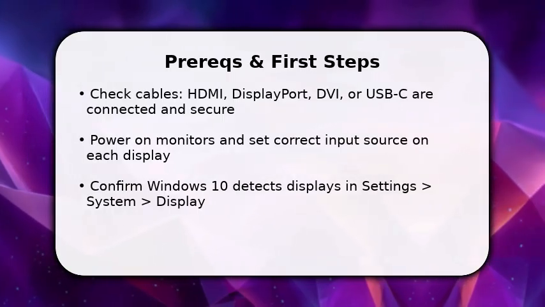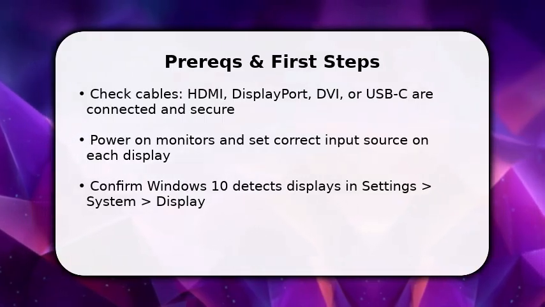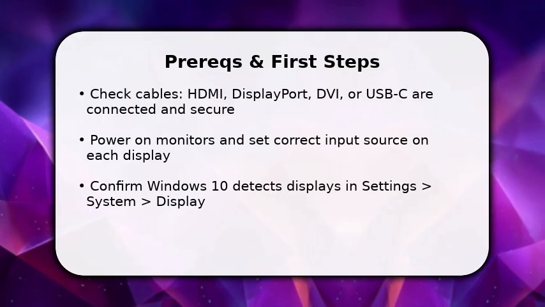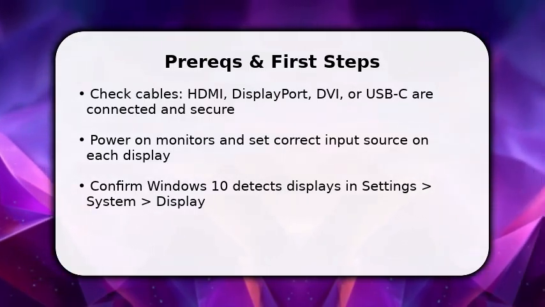Next, open Settings and navigate to System Display to let Windows scan. Make sure you have admin access. It speeds driver updates if needed. This gets you to the point where multiple displays are visible to the OS.